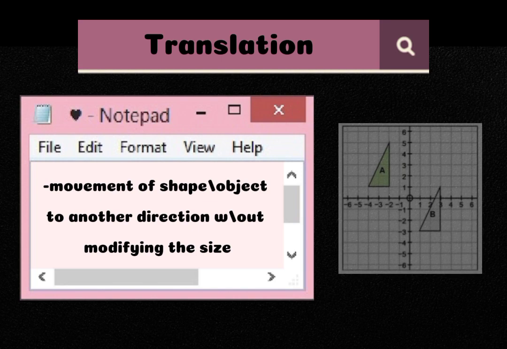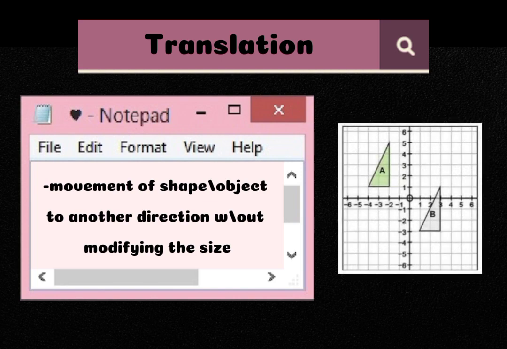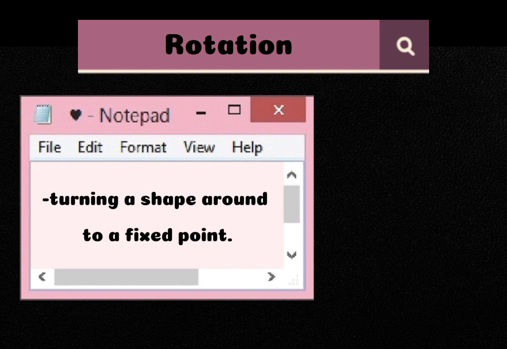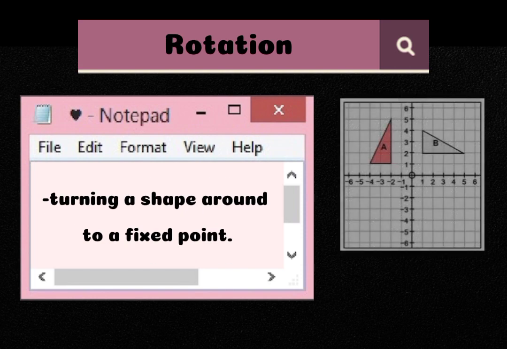The first type of transformation is translation. A translation is a transformation that moves a shape or object a certain distance in a specific direction without changing its size or orientation. The second type of transformation is rotation.